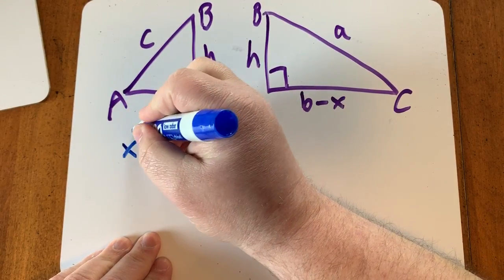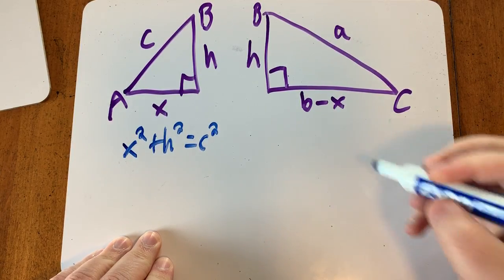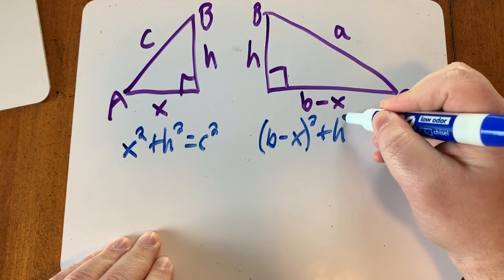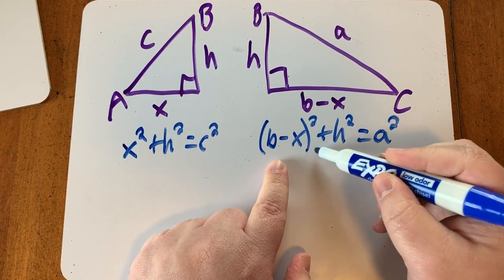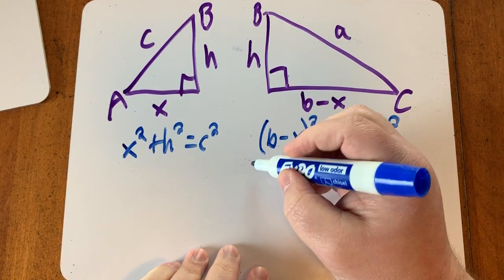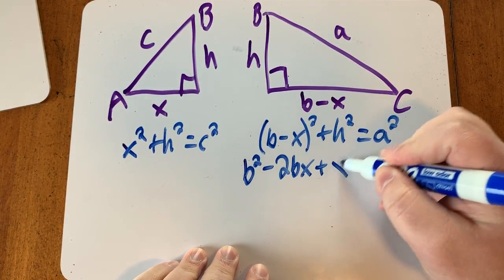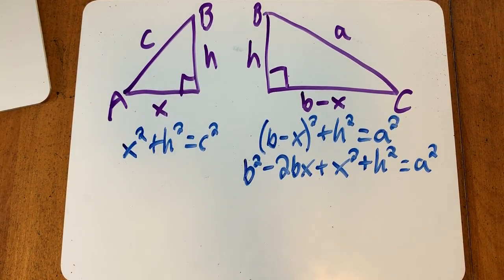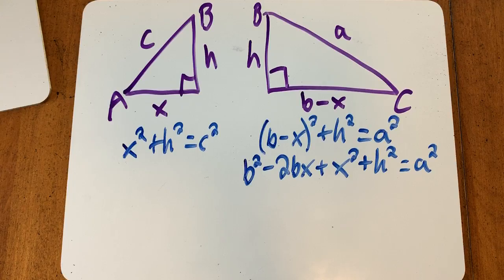So, x squared plus h squared equals c squared. And on this one, b minus x squared plus h squared equals a squared. Well, we can expand that binomial. b minus x times b minus x is b squared minus 2bx plus x squared, plus h squared equals a squared. So we've got two equations. We've got this equation and we've got this equation.